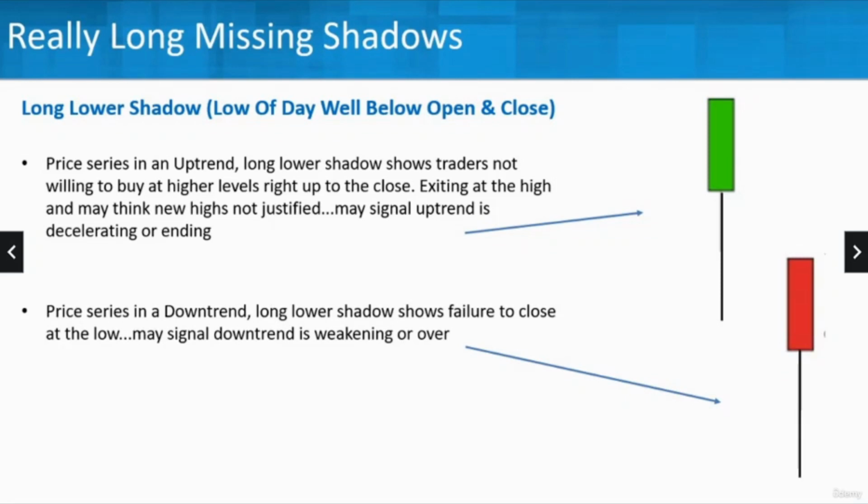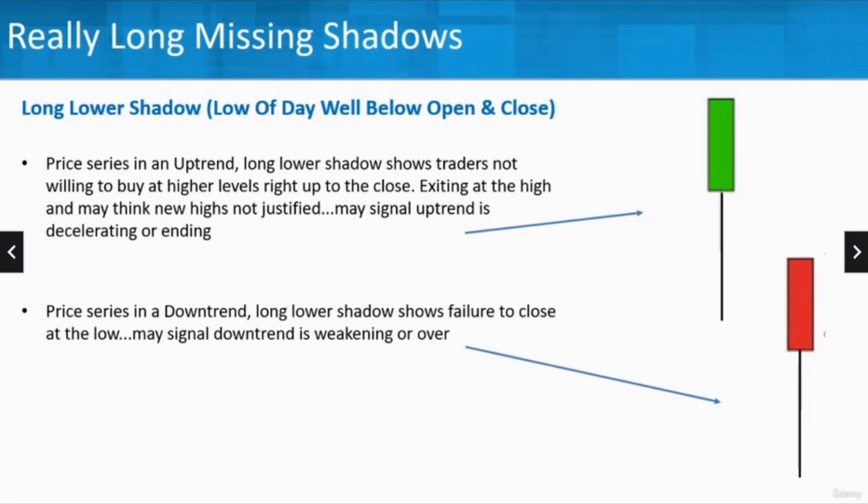And then the same thing with prices in a downtrend. The long lower shadow shows a failure to close at the low. We didn't close at the low, otherwise it would have been a narrow or maybe a shaven bottom, but it's actually showing a shaven top and a very long wick, and that may signal that the downtrend is weakening or over as well, as we closed higher than those very low lows. It closed higher than that. So there might be an indicator to watch that an uptrend might be happening.